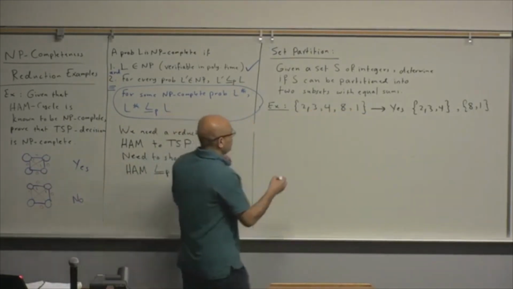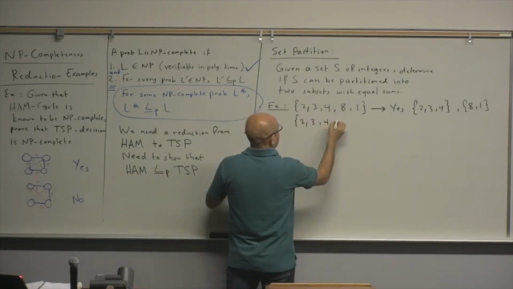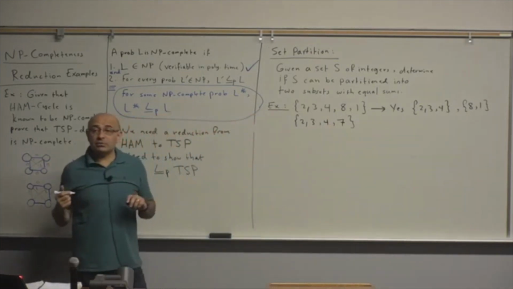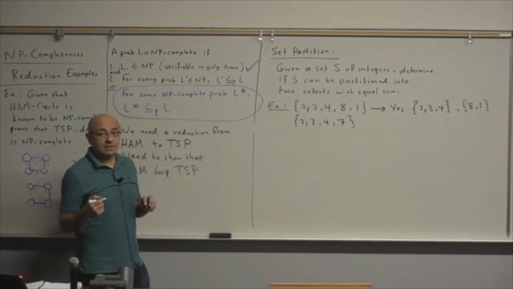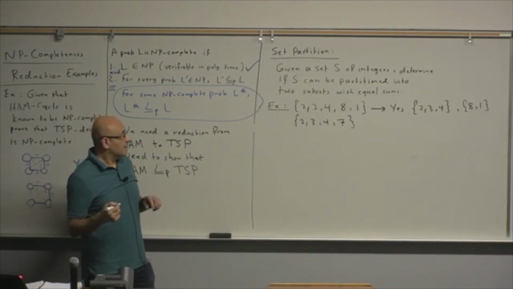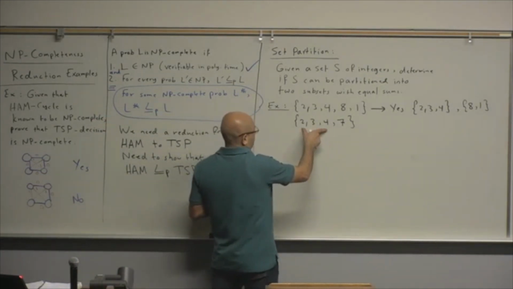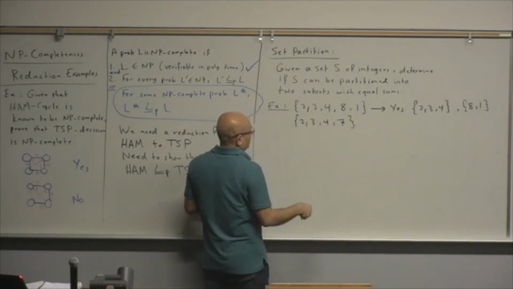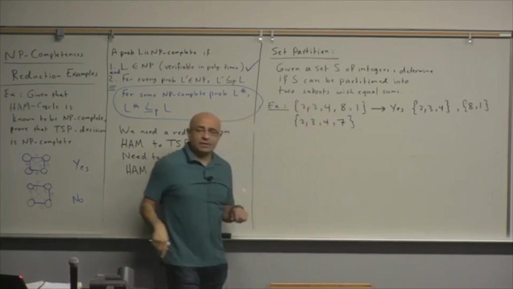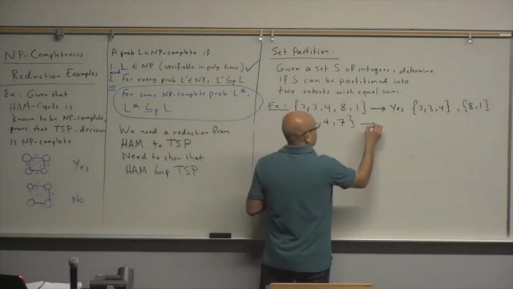Okay? Another example is 2, 3, 4, 7. So in this case, can you partition it into two subsets with equal sums? No, you will not, because this is the largest number, so these will not give you 7. Yeah, 2 and 7 will give you 9. You will not find a way to partition this into two subsets. So the answer is no.